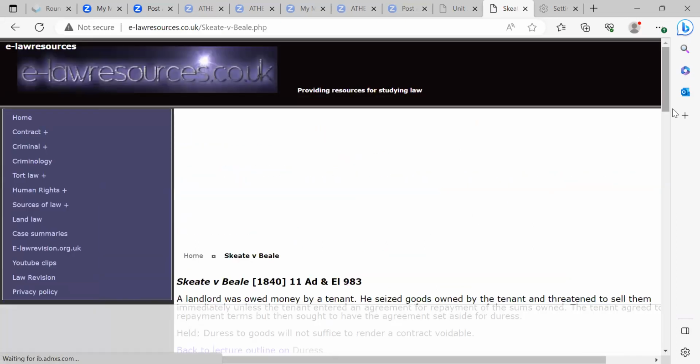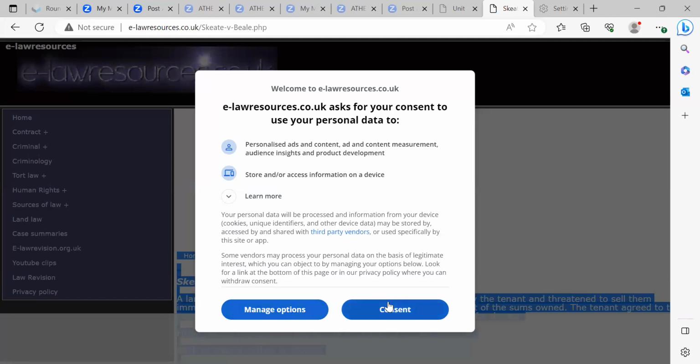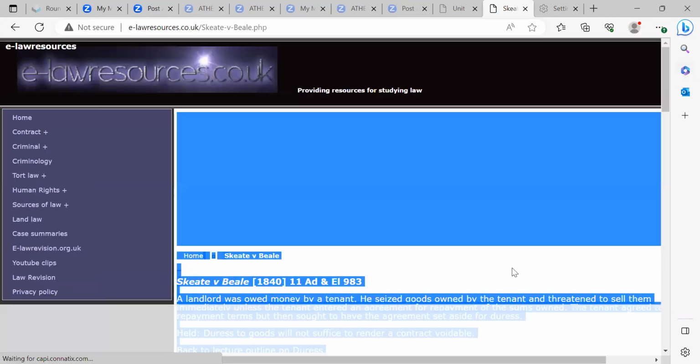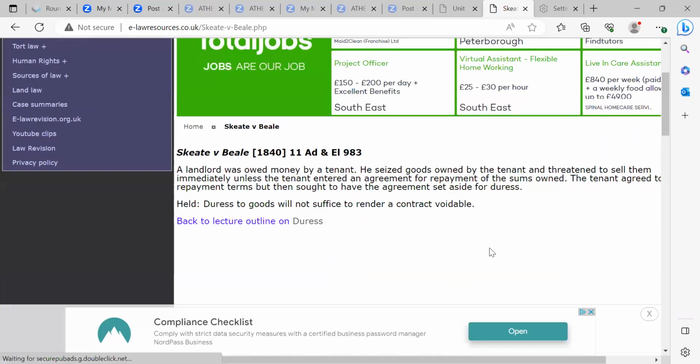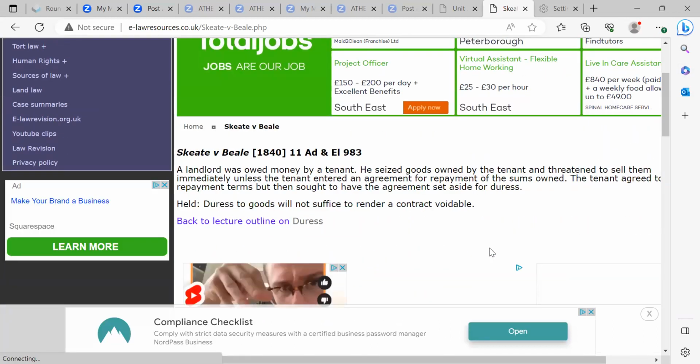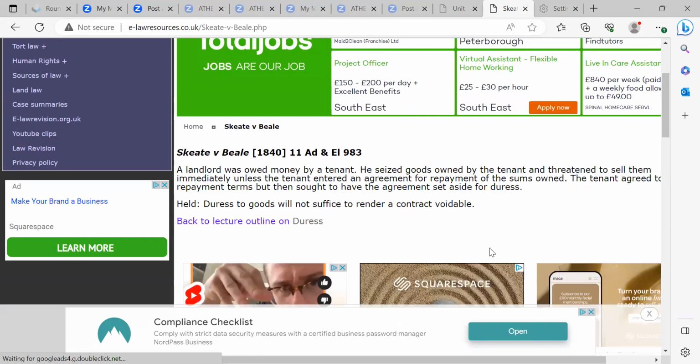In this case, a landlord was owed money by a tenant. He seized goods owned by the tenant and threatened to sell them immediately unless the tenant entered an agreement for repayment of the sums owed. The tenant agreed to repayment terms, but then sought to have the agreement set aside. It was held in this case that duress to goods will not suffice to render a contract voidable.